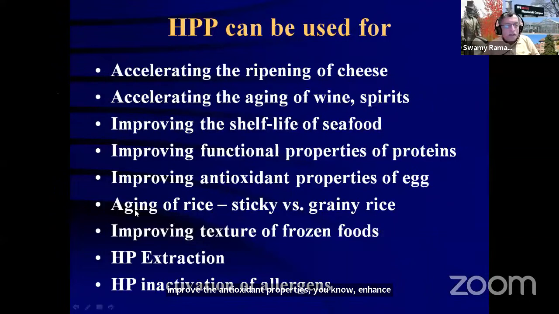Rice, wonderful. Normally in India, we age the rice because we don't want sticky rice. We want it aged so that it's more grainy and separated during cooking, like basmati rice, for example. In China, it's the other way around. They want sticky rice because they want to eat with chopsticks. That's the one they really like. With high pressure processing, you can make them either this or that, just by treatment condition.